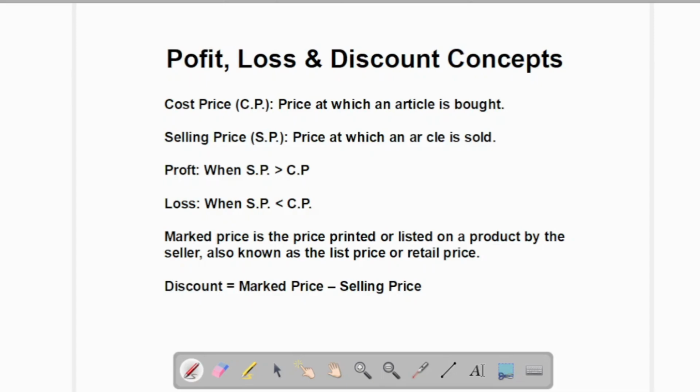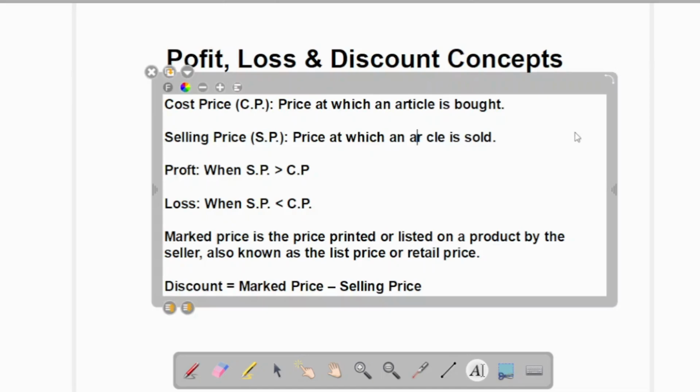Cost price is the price at which the article is bought. We denote the cost price as CP. The selling price is the price at which the article is sold. So whenever you purchase a product and sell it to somebody else, the acquisition price is your cost price and the selling price is your selling price. We denote the cost price as CP and the selling price as SP.